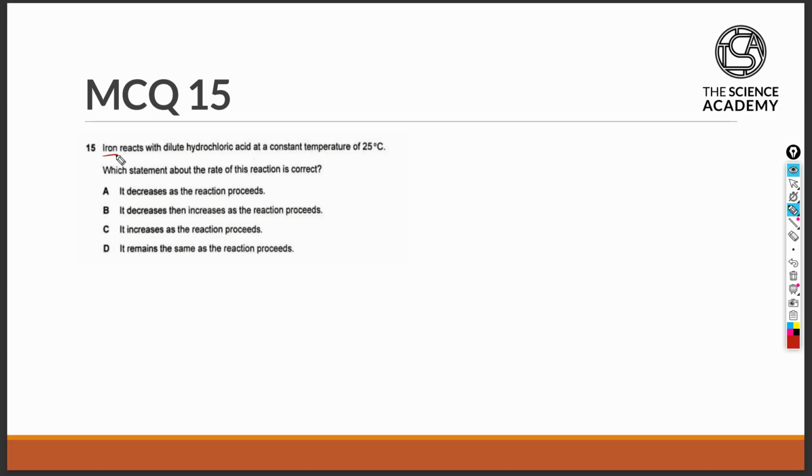So, the first reactant, iron, is going to be a solid metal, and the second reactant is aqueous dilute hydrochloric acid. The product of this reaction is going to be a salt, iron(II) chloride, and hydrogen gas.